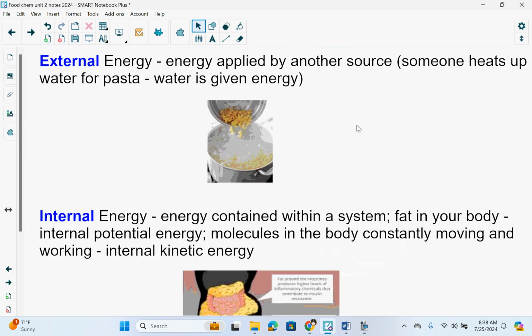External energy is energy applied by another source. Someone heats up water for pasta. That water is given energy by the heat source.